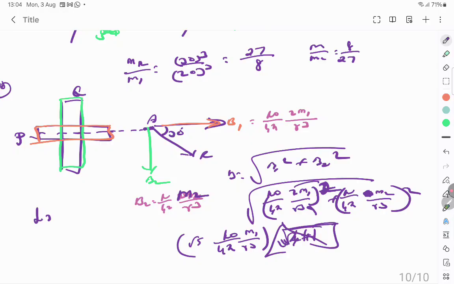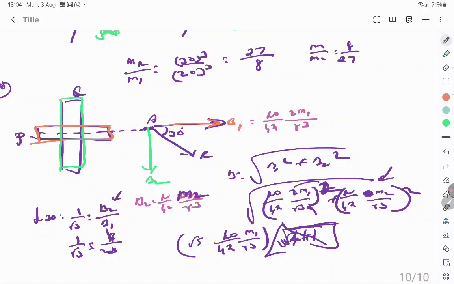Then they'll ask you for tan 30. What is tan 30? Tan 30 is 1 by root 3, which is opposite by adjacent, which is B2 by B1. You know B2 is equatorial, so the magnetic field is in a 1:2 ratio. So 1 by root 3 is equal to B by 2B. B and B get cancelled.